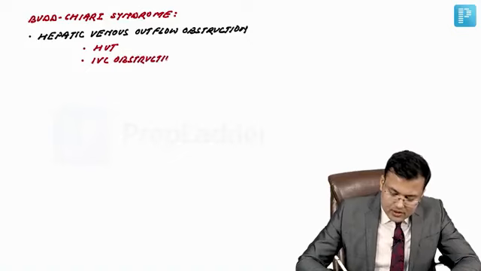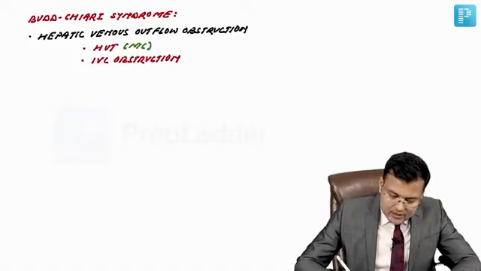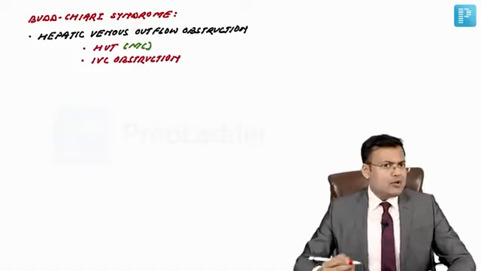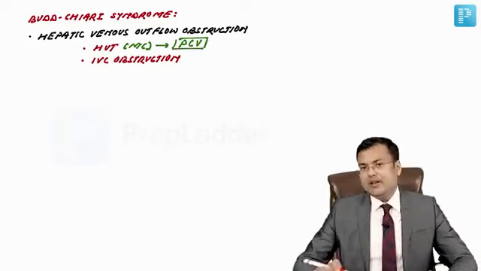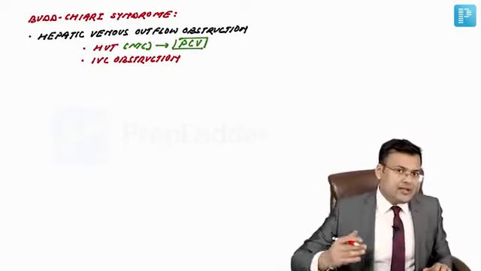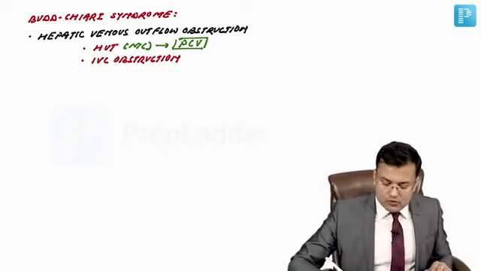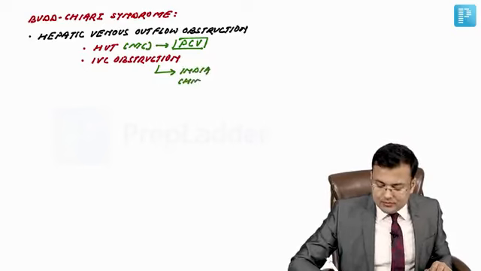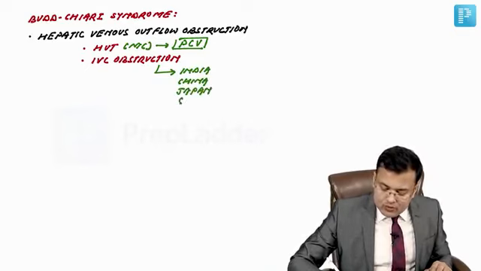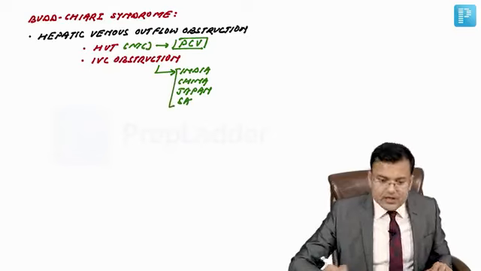IVC obstruction. So overall, the most common cause is hepatic vein thrombosis. And one of the common causes of hepatic vein thrombosis is polycythemia vera. But see, in India, China, Japan and South Africa, the most common cause is IVC obstruction.